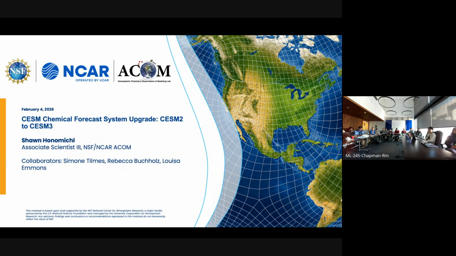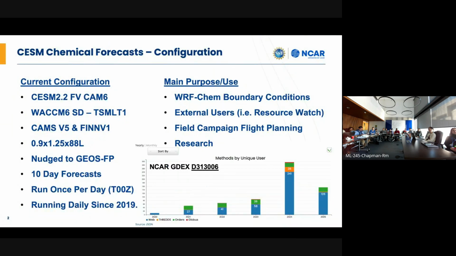So for anybody that's not familiar with them, these are CESM chemical short to medium range forecasts that we run daily and make available to the public. In its current configuration, what we have right now and have been running for a while is a CESM 2.2 version, which uses CAM6 and finite volume. This is the chemical component. We use WACCM6 and specified dynamics.